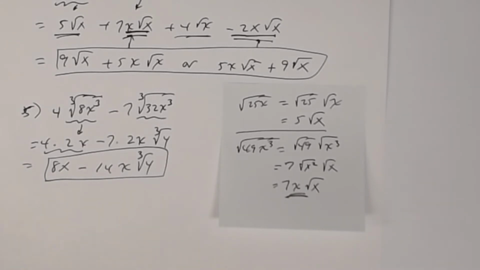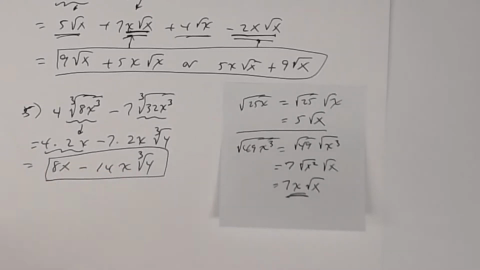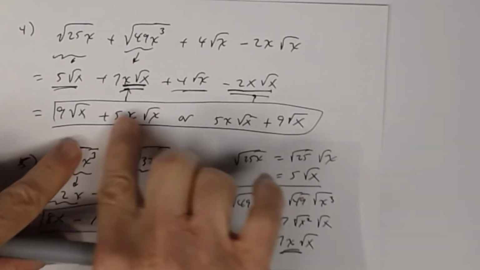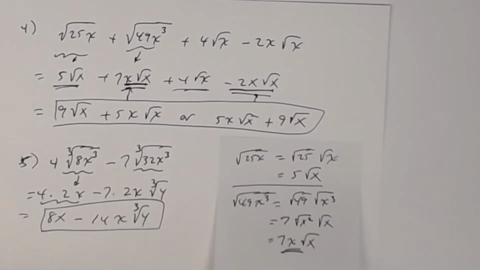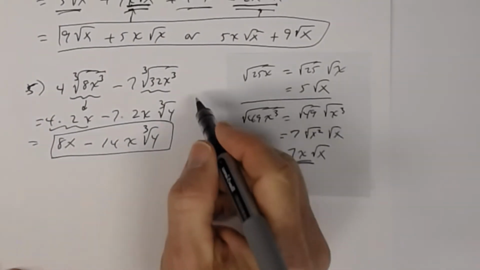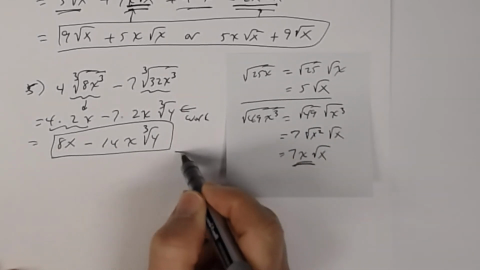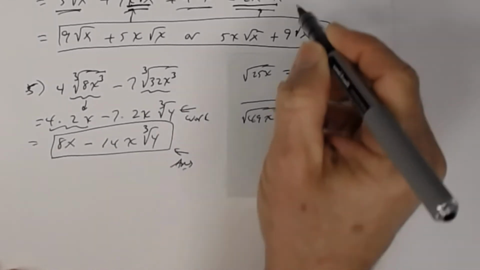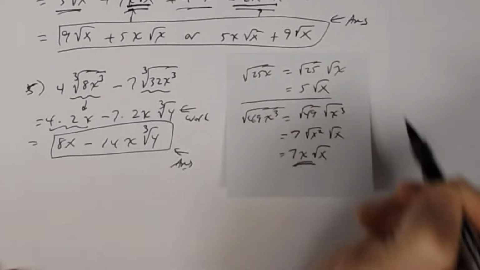So there'll be situations where you can simplify, but you can't go any further. Here, you simplified and you were able to combine like terms. Here, those are not like terms, so you're done. Now that's the work right here. This is your work, and that's your answer.